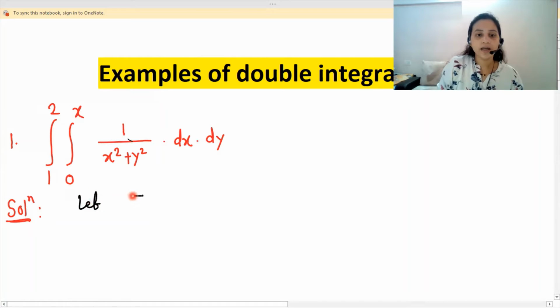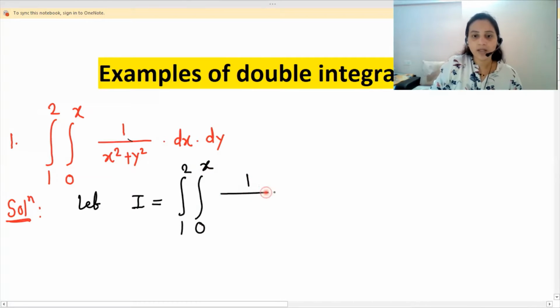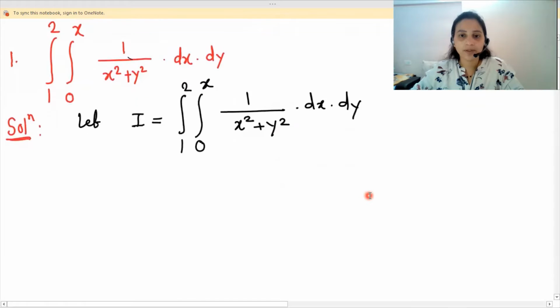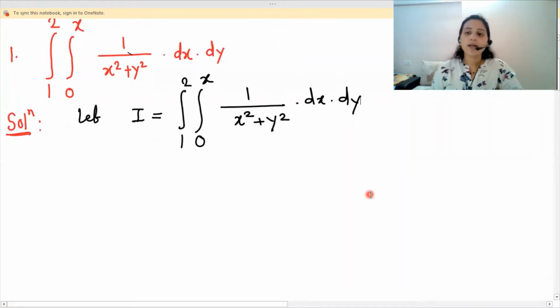Let I be equal to our given double integral, 1 to 2 outer integral limits, 0 to x inner integral limits, 1 upon x square plus y square dx and dy, right? So this is our given example. Now as we have discussed, we are going to integrate with respect to y first, right? Why? Because the limits of the inner integral are in terms of x.